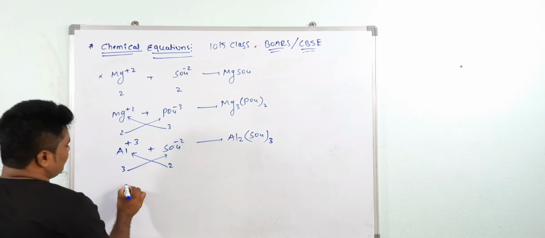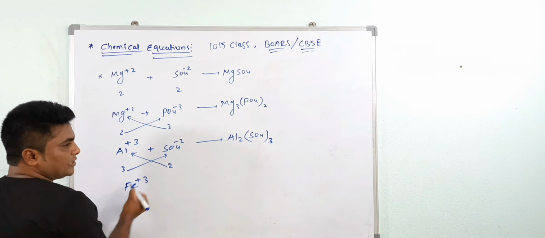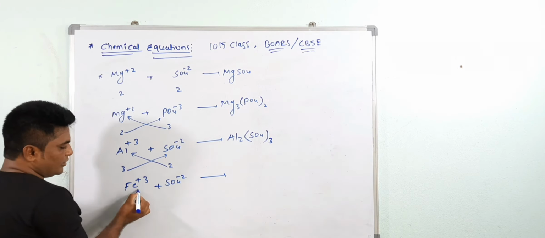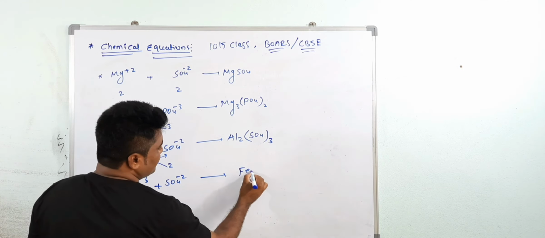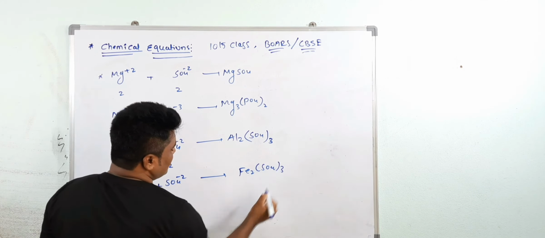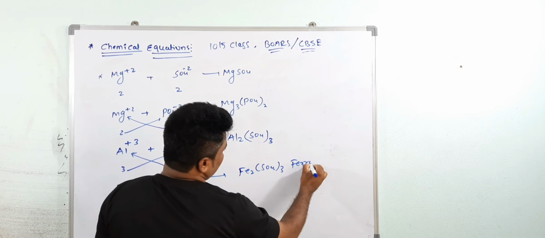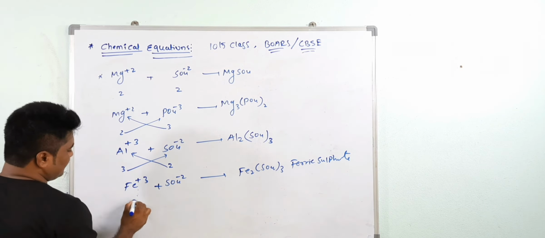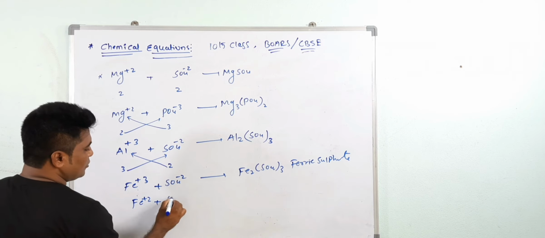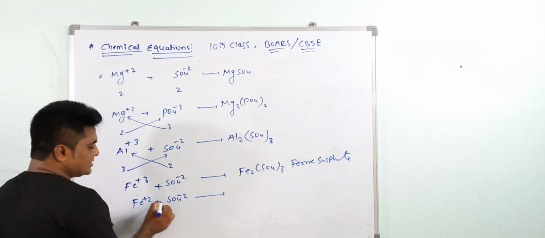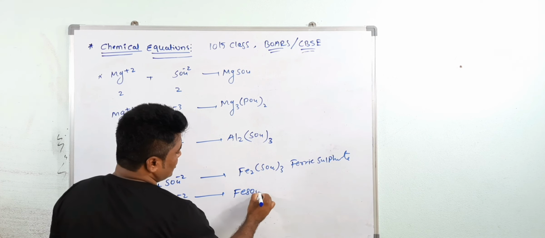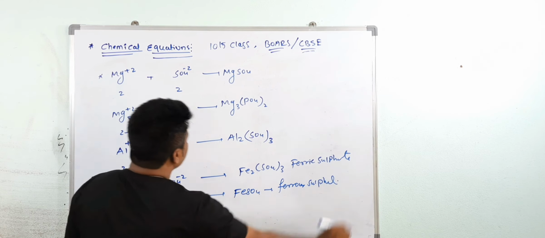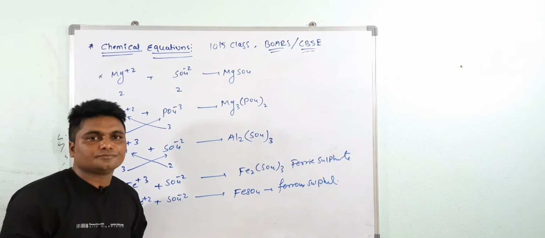For example, if you want ferric sulfate. Ferric means Fe plus 3. Sulfate means SO4 minus 2. Now you understood directly: 2 goes here and 3 here. So directly you will get Fe2(SO4)3. This is called ferric sulfate. Now if you want to write ferrous, ferrous means Fe plus 2 and here SO4 minus 2. Both valences are the same, so directly you can combine FeSO4. This is called ferrous sulfate. Understood? This is writing the chemical formula.